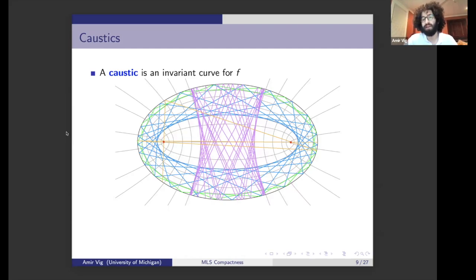And this is a picture of an ellipse, and the ellipse is foliated by confocal ellipses and confocal hyperbolas. It turns out that those are all caustics. So here in blue, we see a bunch of orbits which are tangent to confocal ellipses. And in purple, we see a bunch of orbits which are tangent to confocal hyperbolas. Yeah, and they make this very beautiful picture. This image is courtesy of Alfonso Sorrentino.